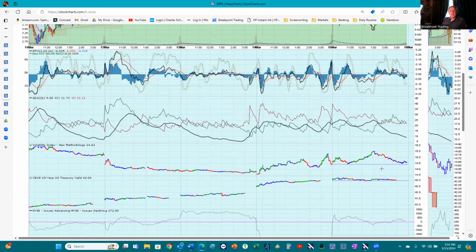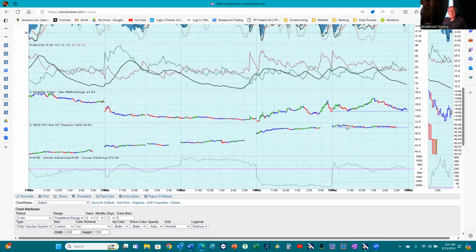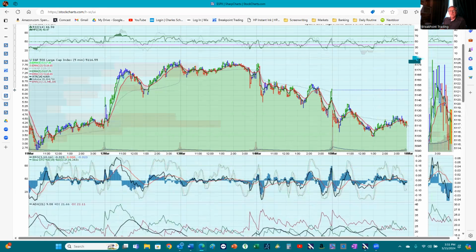Down here, you can see the volatility index went higher today and then pulled back. So that's a good thing. 10-year treasury is just sort of hanging in there at 4.3%. And the advancers and decliners are barely above zero. So there are a few more advancers than decliners. So that's a good thing. But we want to see how this closes the day out. We'll look at that near the end.